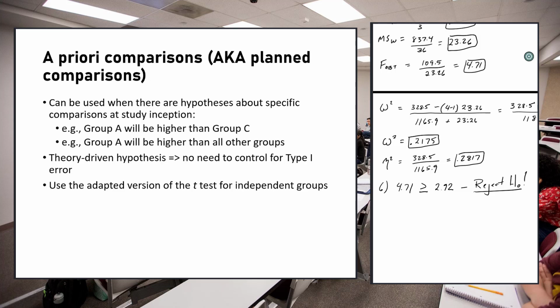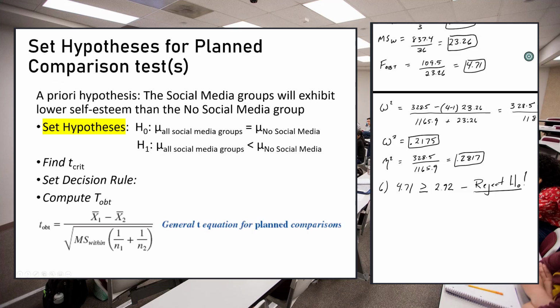Okay, so we are going to go through the steps of doing this planned comparison, and essentially, it's just a t-test, right? So we're going to set our hypotheses. Our null hypothesis is that social media is equal to no social media, and our alternative hypothesis is that the population mean of all people who used social media is going to lead to lower self-esteem than the population of people who do not use social media.